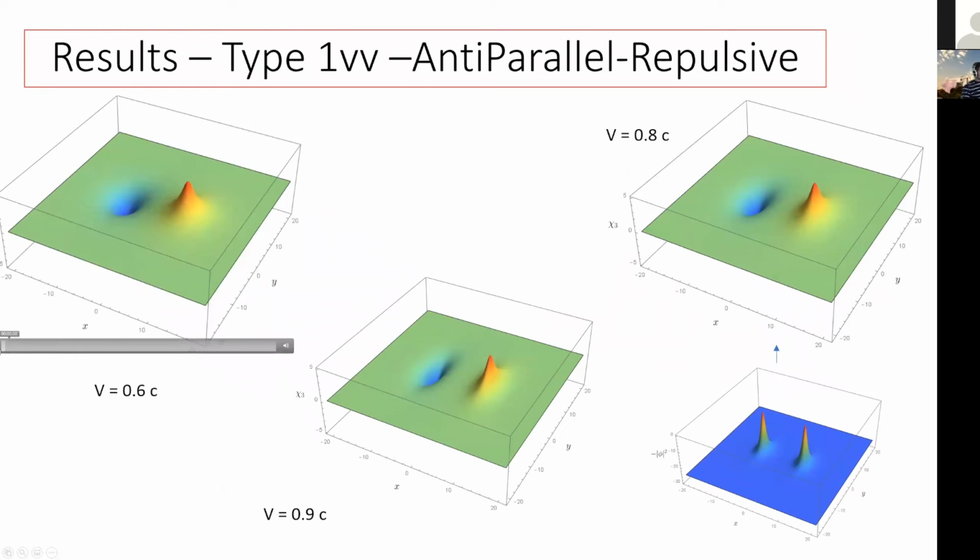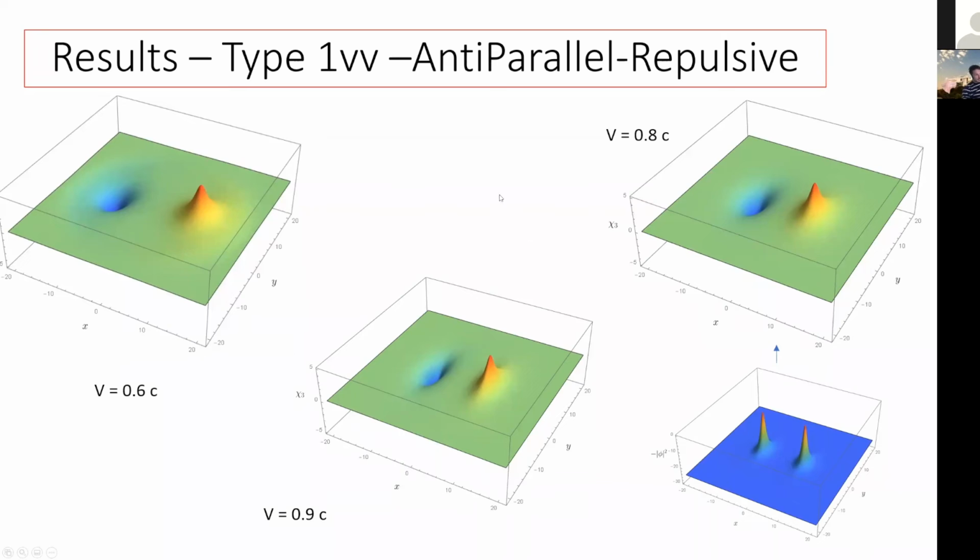Now let's do the anti-parallel case. I prepare one up, one down, and I send them towards each other. I expect this to be repulsive. If I don't have enough velocity, they don't find each other, but they repel. They don't really like each other. So we are confirming the analytical solution.